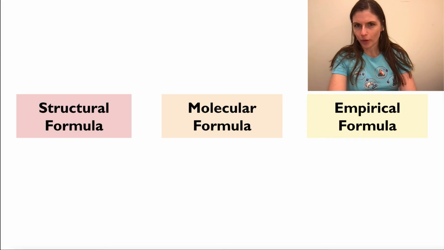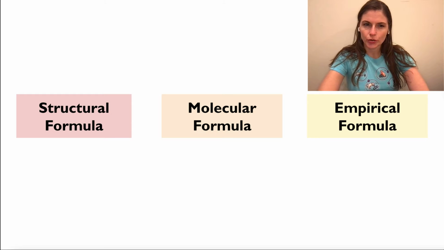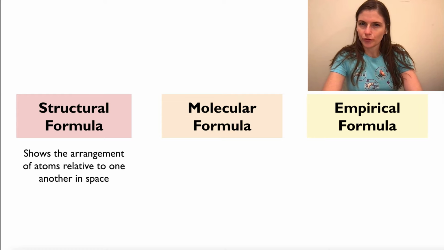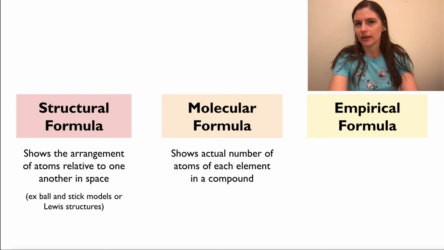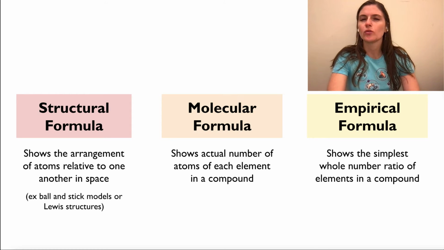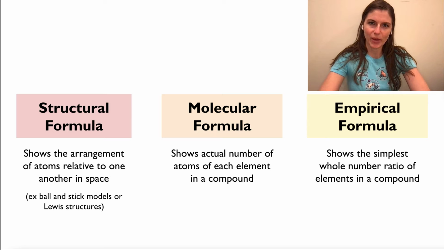A structural formula is a formula that shows the arrangement of atoms relative to one another in space. Some examples of structural formulas that you're used to seeing are ball and stick models and Lewis structures of compounds. The molecular formula shows the actual number of atoms of each element in a particular compound. And the empirical formula shows the simplest whole number ratio of elements in a compound.